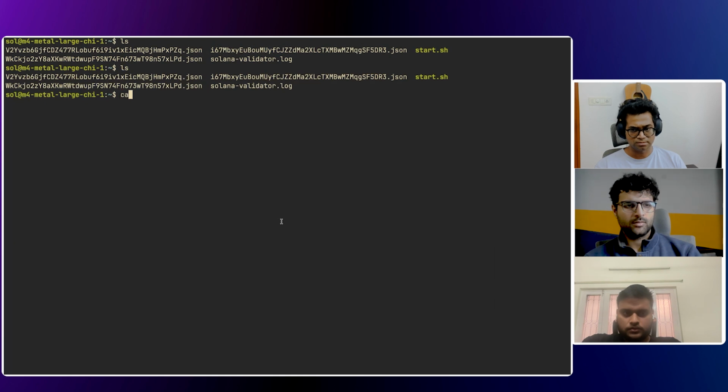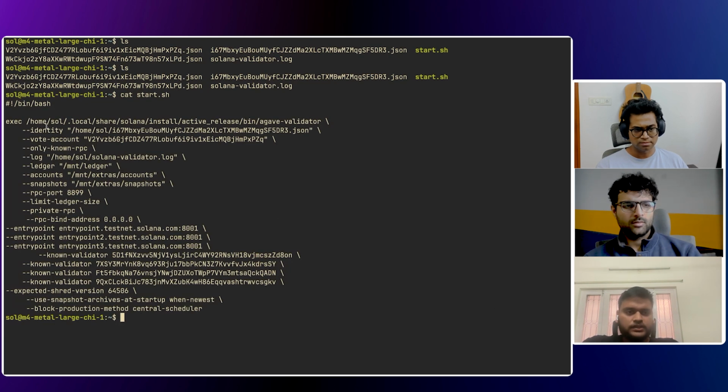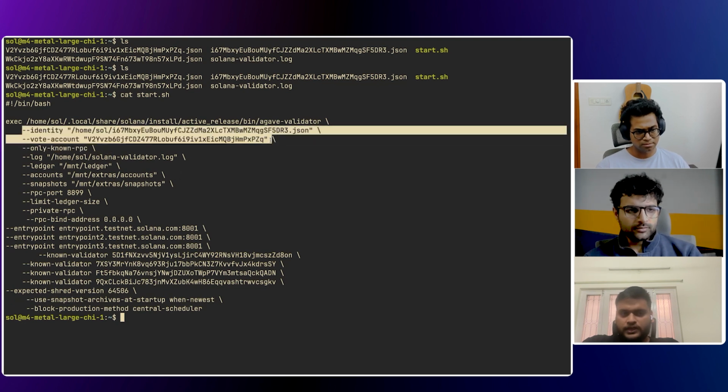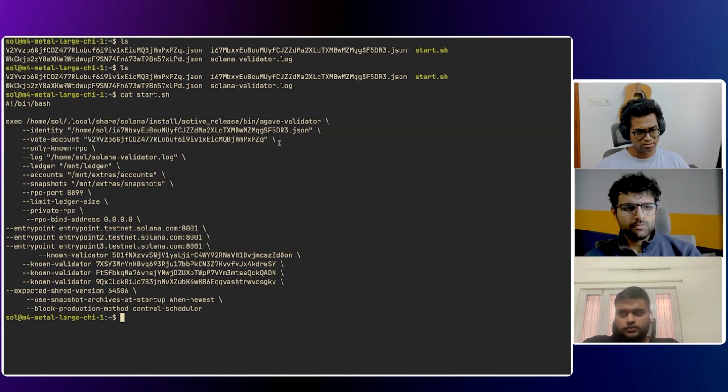So I have this startup script. What it basically does is specify what I want to do. I specify my identity here, and tell it only known RPC, and there are a few other flags. I specify all the directories, and the RPC I want to run and which port. Ledger size is just so I don't bloat my ledger. I don't want to run archival nodes, so I can limit my ledger size to keep the last few epochs.